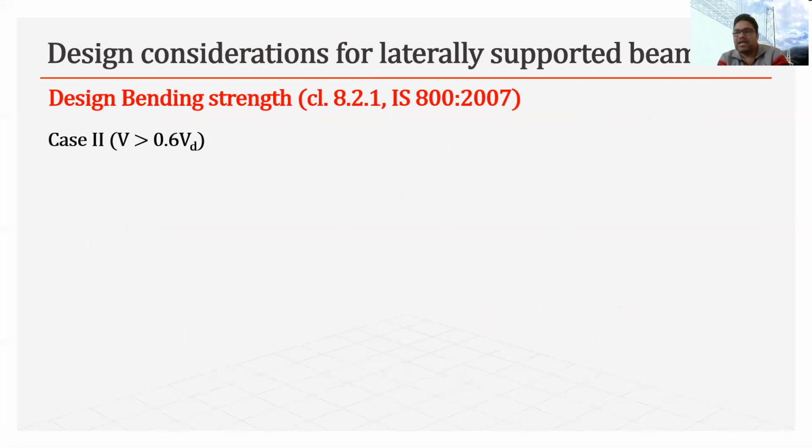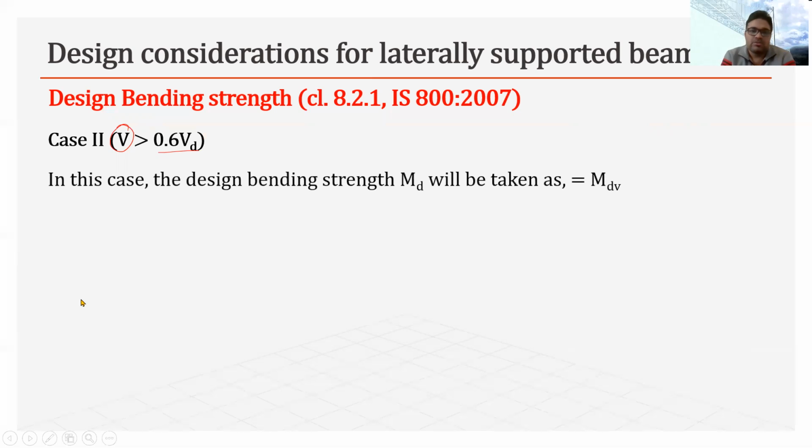Now, that is case 1, when V is less than or equal to 0.6 times Vd. Now, when we have a factored shear force which is more than 0.6 times Vd, then how do we find out bending strength? In that case, bending strength is calculated differently. So in that case, the design bending strength, which we referred to as MD in the previous case, will now be referred to as MDV.